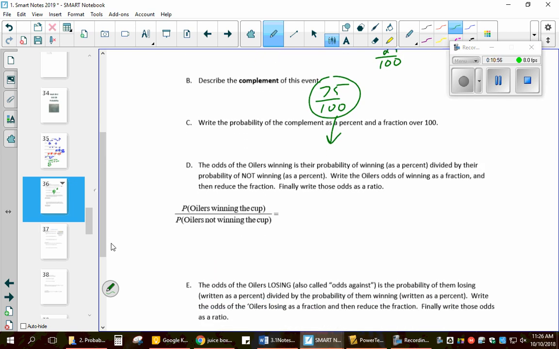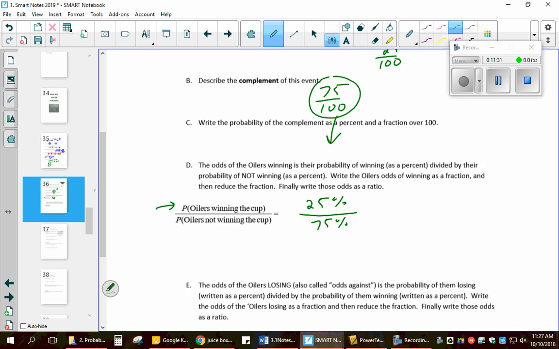All right, D. The odds of the Oilers winning is their probability of winning as a percentage divided by their probability of not winning as a percentage. Write the Oilers' odds of winning as a fraction and reduce the fraction. Finally, write those odds as a ratio. So probability of Oilers winning the cup, what did we say that was? 25%. What did we say the probability of them not winning it was? Yeah, 75%.